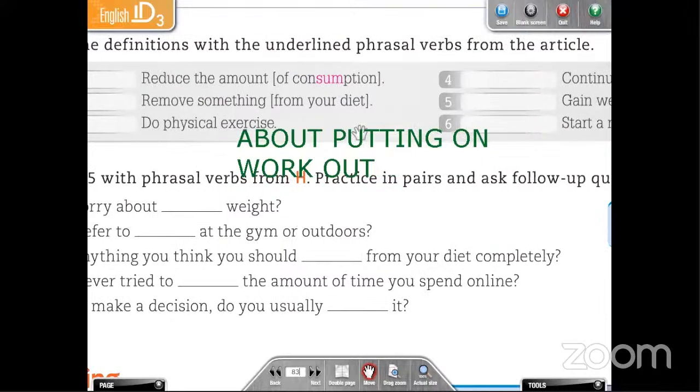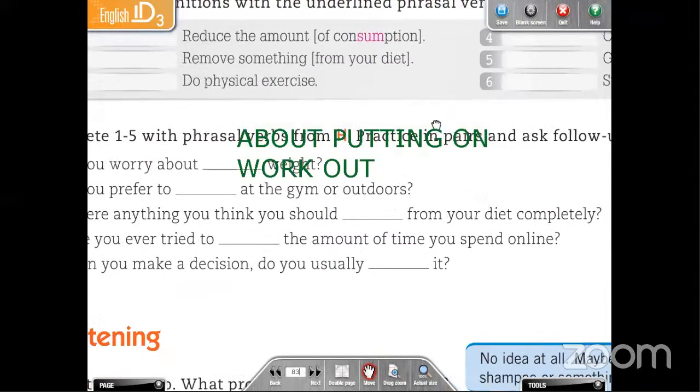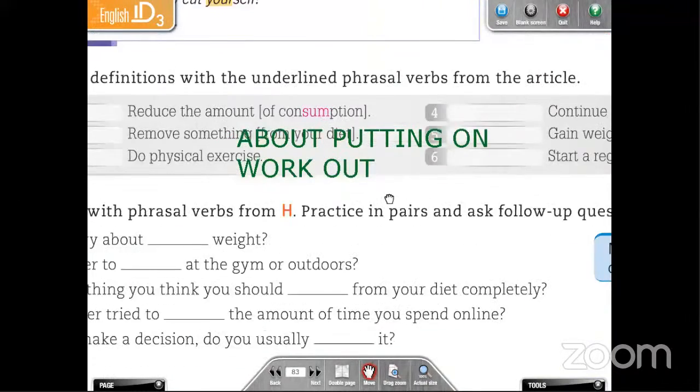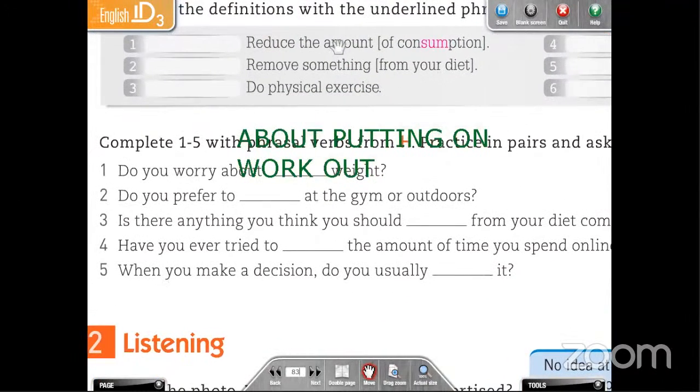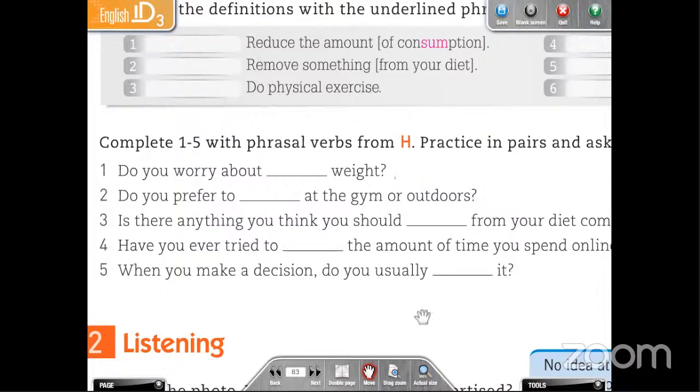Okay, very good. So here it says that we have to answer, practice in pairs, following the questions. In this exercise, you are going to work in pairs, but maybe not today because we won't have enough time. Tomorrow we are going to retake this exercise. You have to answer, okay? You are going to work in pairs in this exercise.